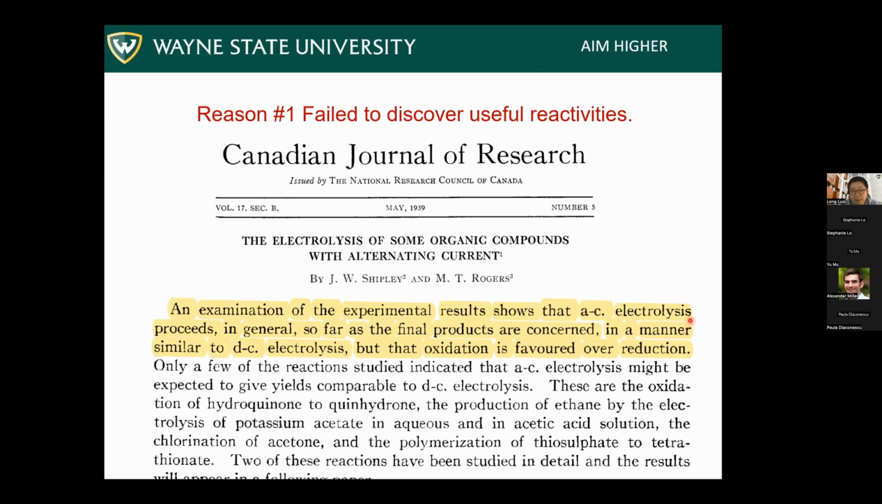The reason one here is, people did not find any very useful reactivities of AC. Actually, look at this paper, which was published in 1939. The conclusion they had here is that the experimental results show that AC electrolysis, in general, so far as the final products are concerned, gives similar results as the DC condition.